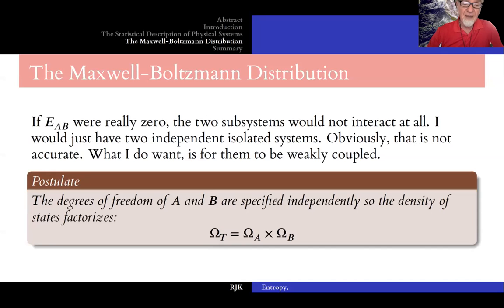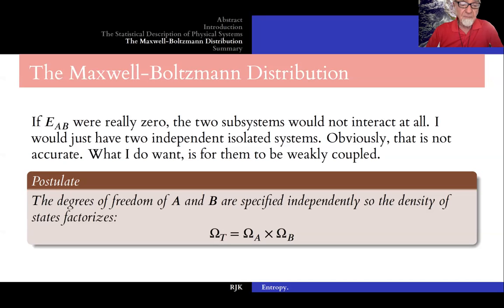Obviously, that's not accurate. What I do want is for them to be what is called weakly coupled. And this is, the interaction occurs slowly, it's not very large compared to the energies of the total systems. So we can, again, with this quasi-static idea, use this approximation for the energy.